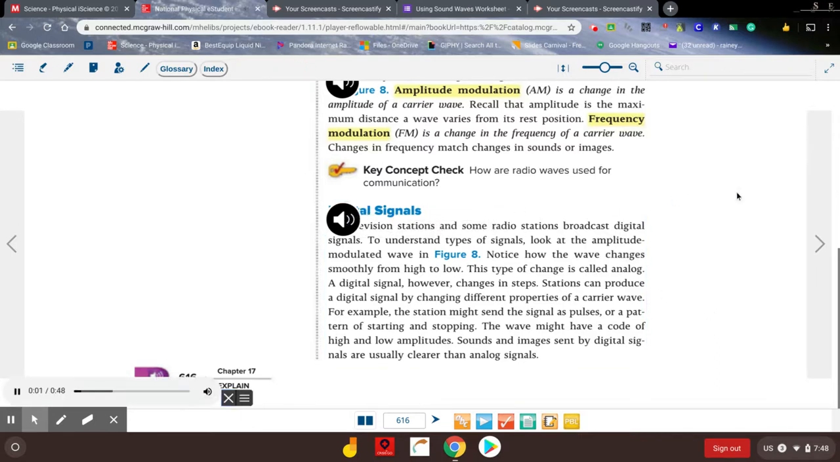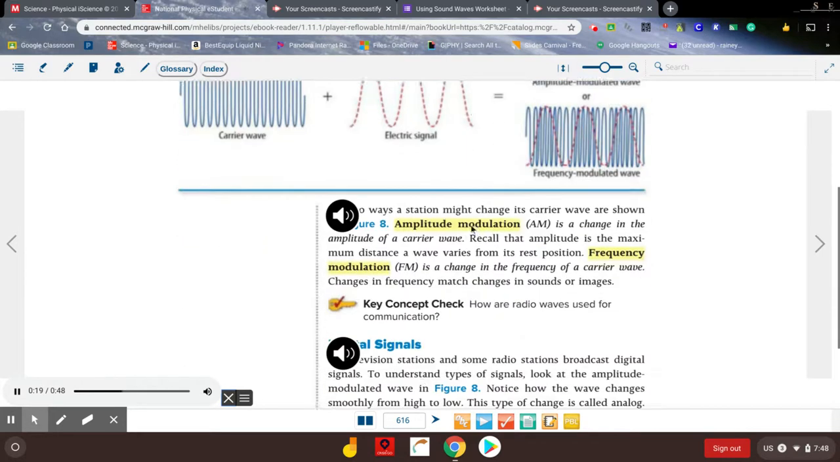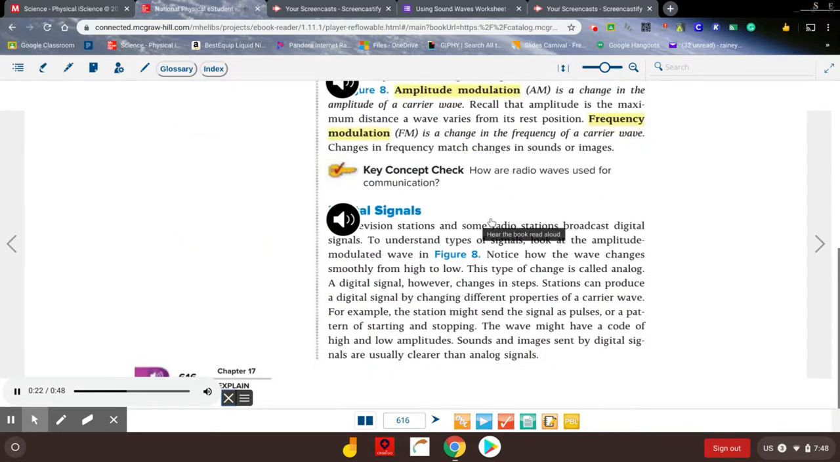Digital signals. Television stations and some radio stations broadcast digital signals. To understand types of signals, look at the amplitude modulated wave in Figure 8. Notice how the wave changes smoothly from high to low. This type of change is called analog. A digital signal, however, changes in steps.